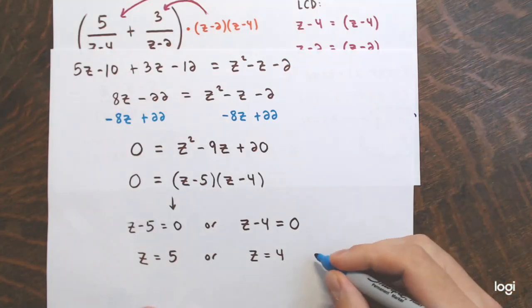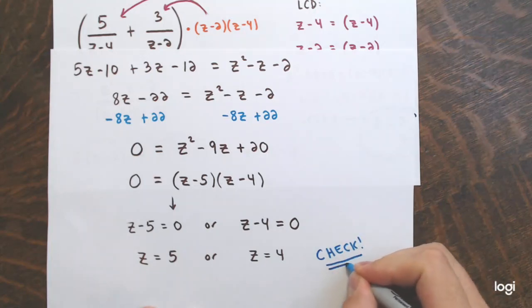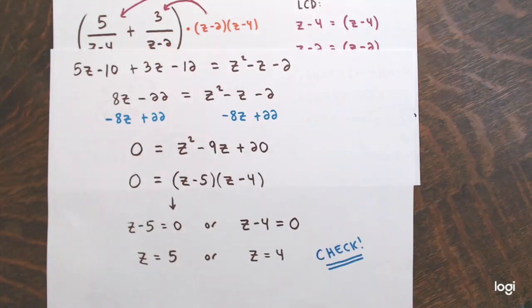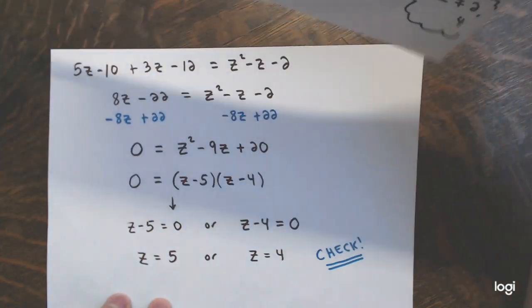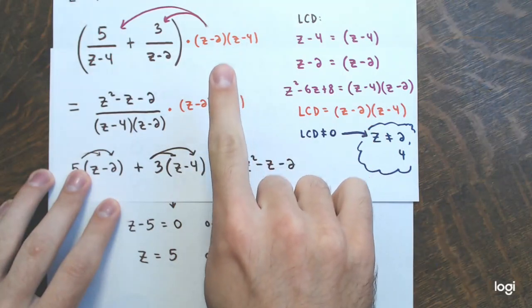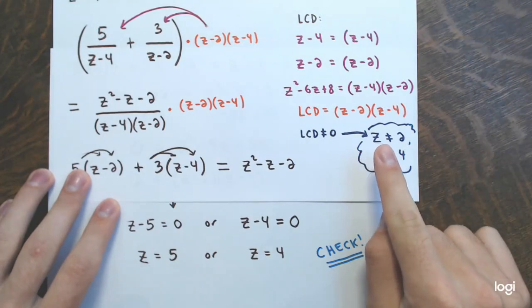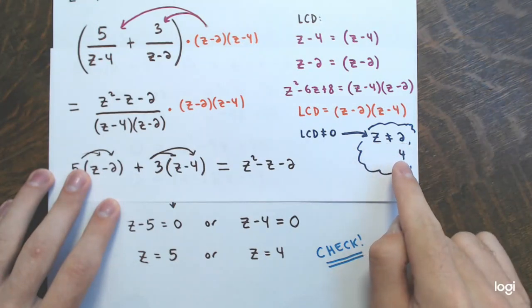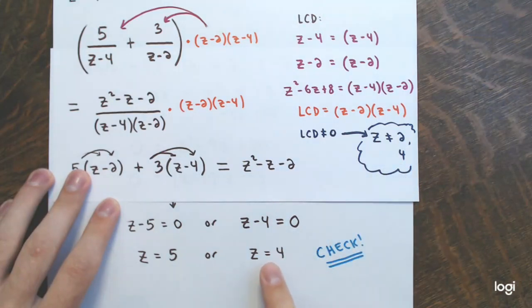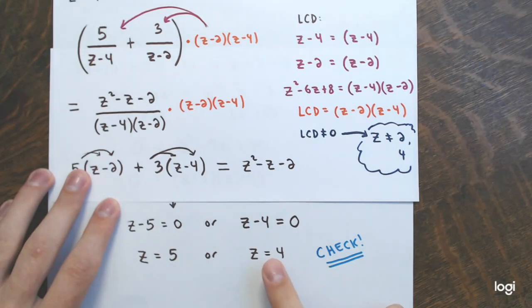But don't forget, you must check your solutions, which I'm going to do on the next page. Now one of these I see is going to be awful already because of what we said earlier. Remember earlier, I talked about how I don't want to multiply both sides by 0, when I talked about the LCD not being 0. And we said that the value of z can't be 2, and it also can't be 4. I'll look at one of these possible solutions I got. z equals 4. Well, earlier we said it can't be 4.